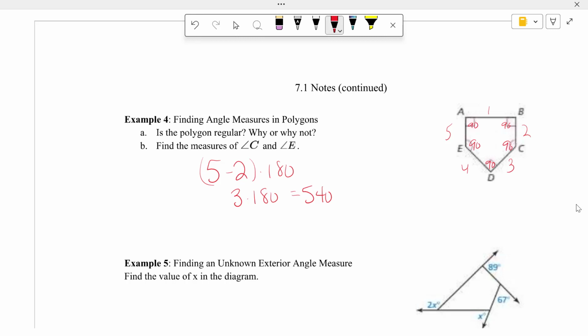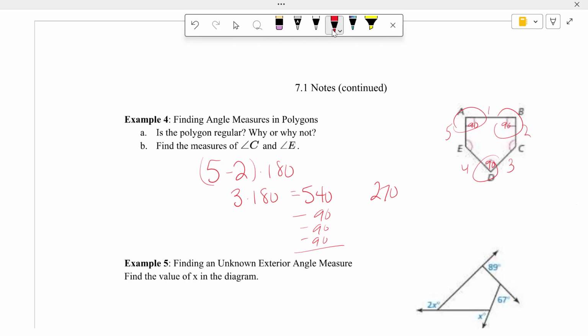So what do we have? Let's erase that real quick. We've got these two that are not 90, so we've got to figure out what they could be. Well, we're going to take our 540 and take away all three 90s, and whatever's left. Let's see what's left. 540 minus 90, minus 90, minus 90. And that gives us 270. So 270 is what's left after we take away these 270 degrees, and that's got to be shared between the two remaining.